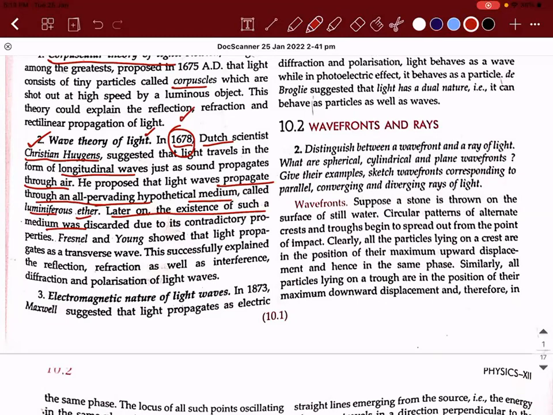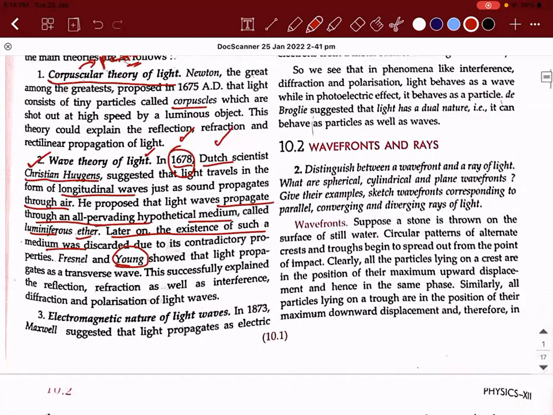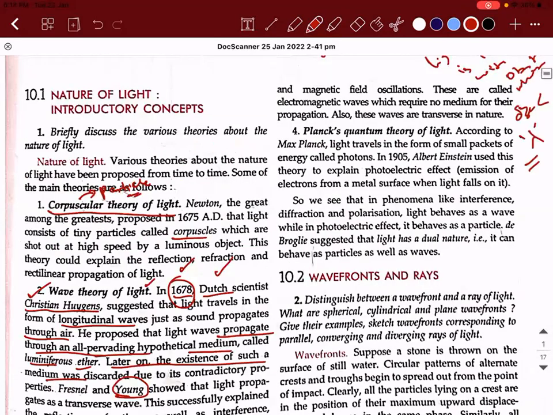So what happened? Later, a scientist named Young did the Young's double slit experiment to prove that light had wave nature associated with it. Later, in the 20th century, the concept of the photoelectric effect proved that light has particle nature. So today, we know that light has both wave nature as well as particle nature. Both these put together give the dual nature of light.